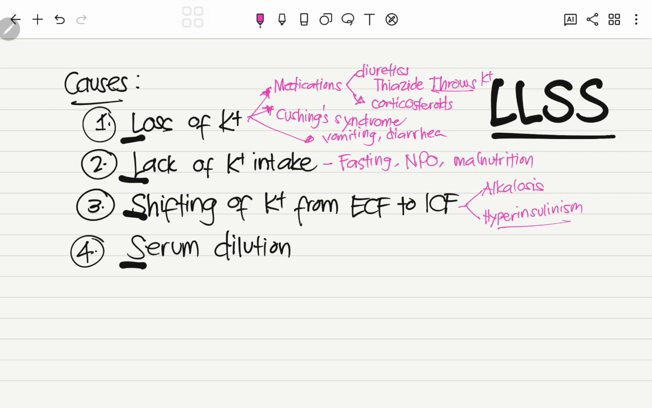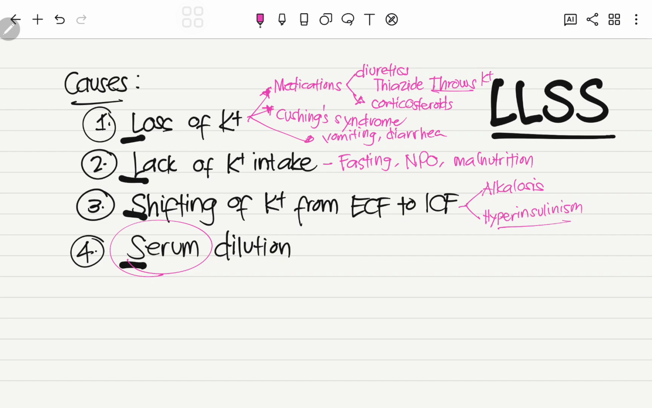Another also, kapatid, is that pwede rin magkaroon tayo ng hypokalemia because of dilution. So again, kapag sinabi po natin dilution, simple lang. When we say dilution, in our local language, we call it lapsaw.